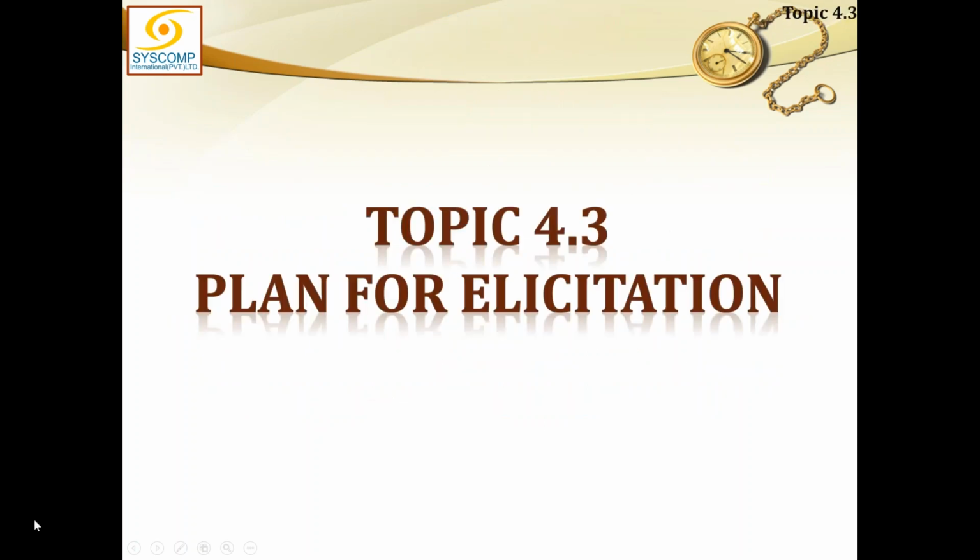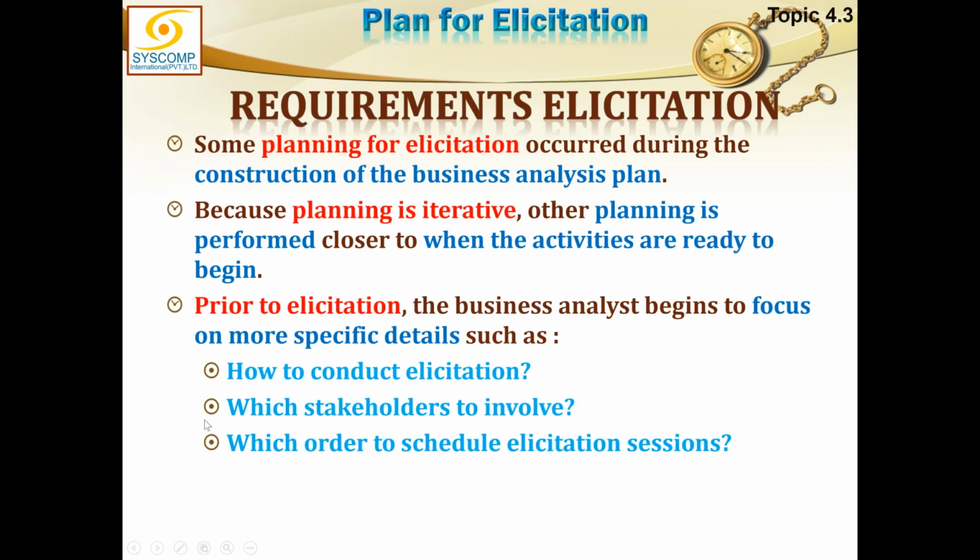Next topic is plan for elicitation. So now here we are planning for elicitation, and then we'll move on with the other things. Requirement elicitation. Some planning for elicitation occurred during the construction of the business analysis plan. We have already created the business analysis plan. Some information we had already listed, but now specifically we are getting into the detailed requirement elicitation. So business analysis did see some of the elicitation, but more detailed elicitation will be here in this process.